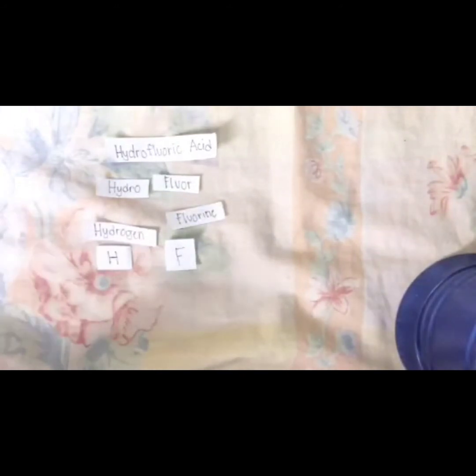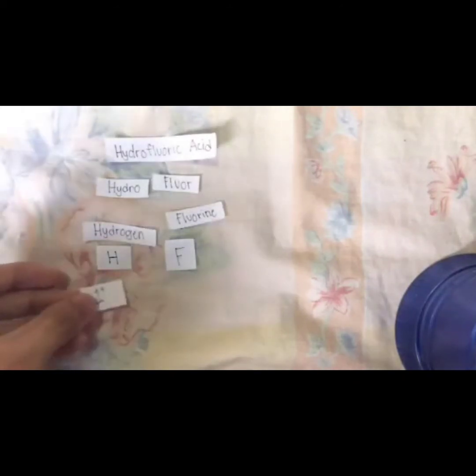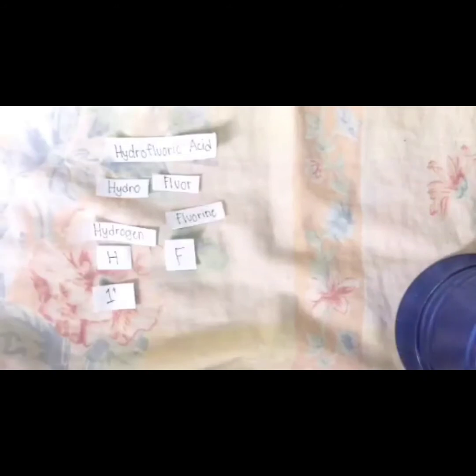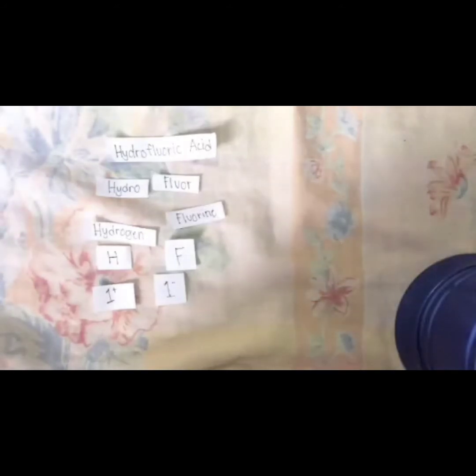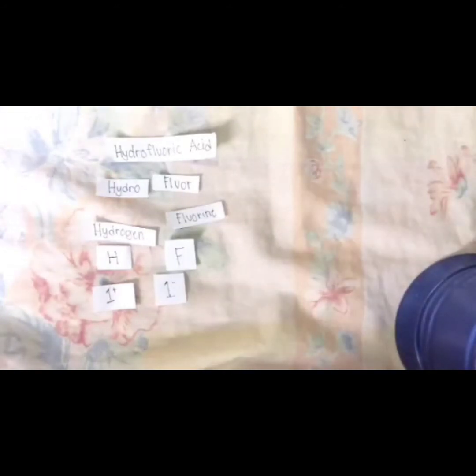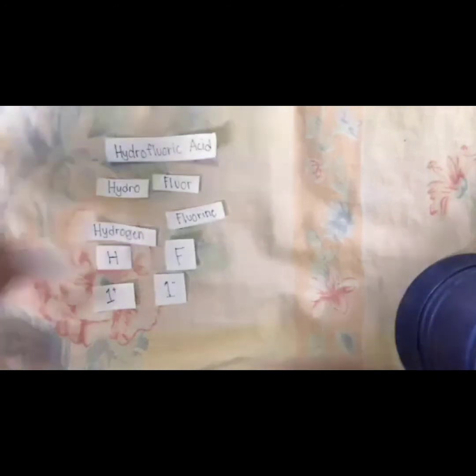After we know the symbols, we need to balance their charges. Hydrogen has 1 positive charge, while fluorine has 1 negative charge. 1 minus 1 is equal to 0. So that means they are balanced. And now, the formula will be HF.